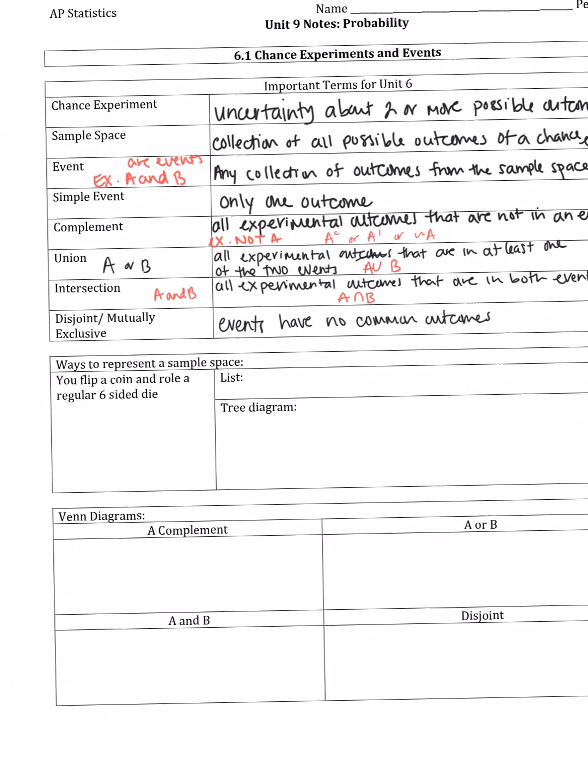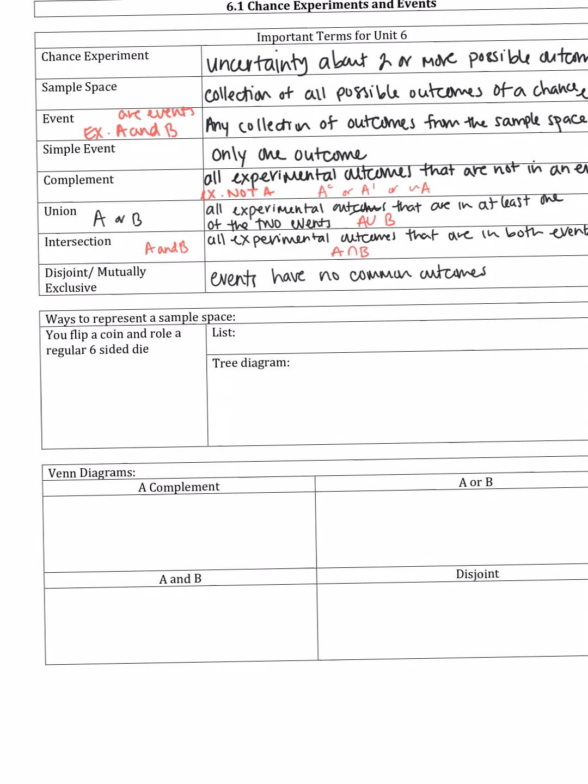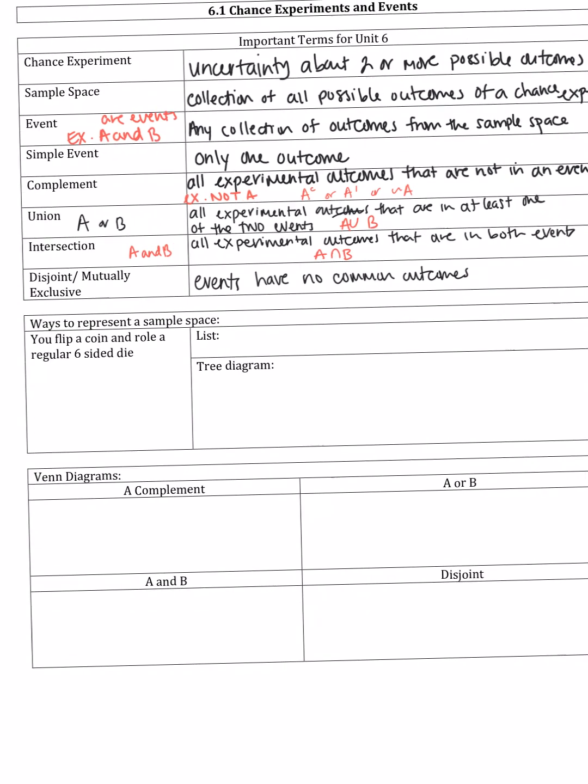All right, let's look at some pretty simple examples. Here's an example of how to list a sample space. Let's say you flip a coin and you roll a regular 6-sided die. What are the possible outcomes? Sometimes when asked to do a sample space, you have to make a chart, a table, a list, or a tree diagram, some common ones that we're going to use this unit. So we'll just work on this really quick. My outcomes are I could get heads 1, heads 2, heads 3, heads 4, heads 5, heads 6. Or I could get tails 1, tails 2, tails 3, tails 4, tails 5, and tails 6. Those are all possible outcomes.